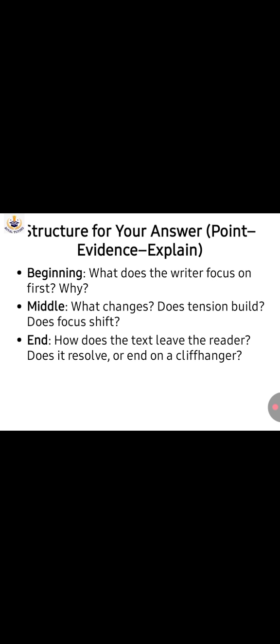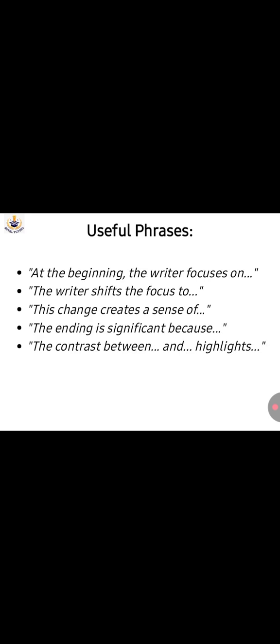Here is the structure for your answer. Point, evidence, explain. Beginning: what does the writer focus on first and why? Middle: what changes? Does tension build? Does focus shift? And end: how does the text leave the reader? Does it resolve or end on a cliffhanger?